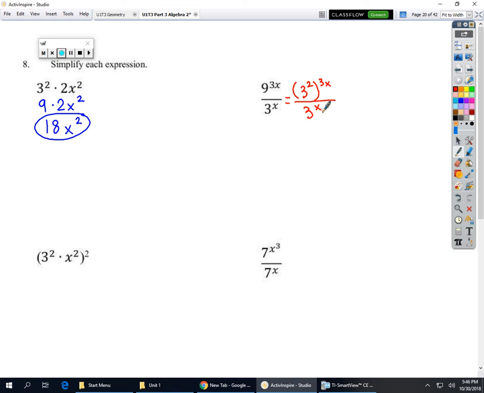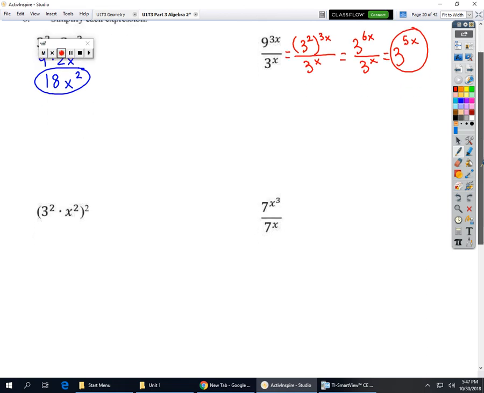Now what am I going to do? Well, I changed 9 to 3 squared, because 3 squared is 9. I can actually multiply these exponents. 2 times 3x is 3 to the 6x over 3 to the x. Now, remember, when you are dividing exponents, what do I have to do? You need to subtract them. So that means it's really 3 to the 6x minus x. Well, what's 6x minus x? That is 5x. So it's 3 to the 5x. This is the most simplified version that we can get here.